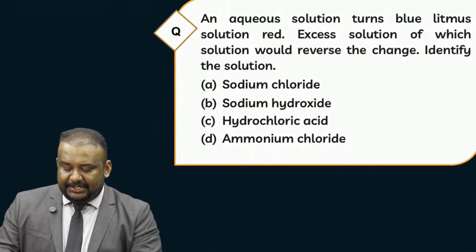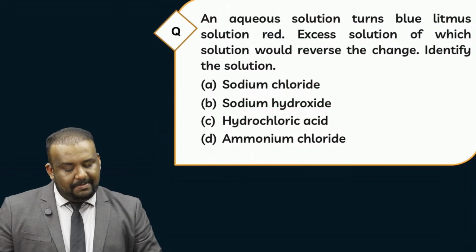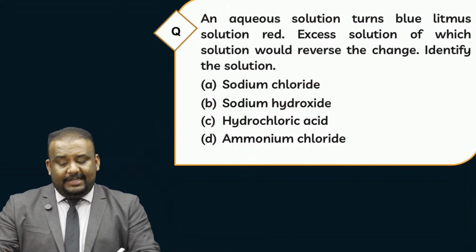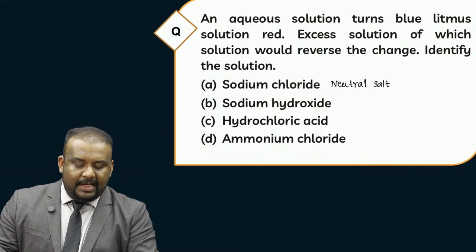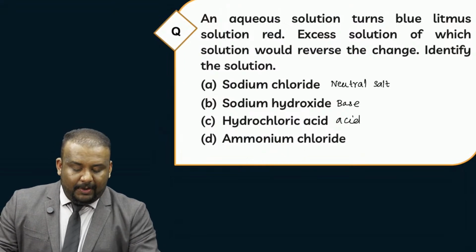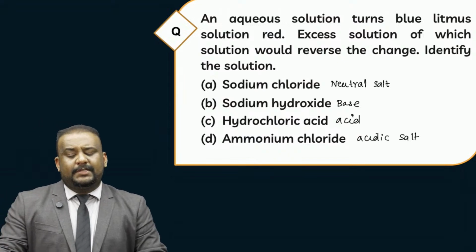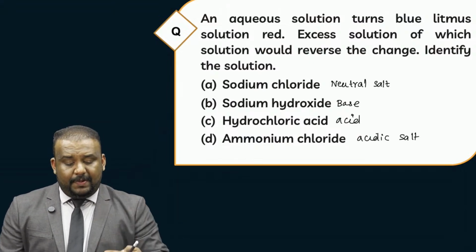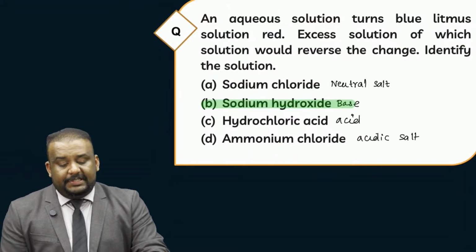Sodium chloride. What is its nature? Sodium chloride is a neutral salt, right? Then we have sodium hydroxide, that is a base. Hydrochloric acid, that's an acid. Ammonium chloride is an acidic salt. So I will just mention each of them here. This is a neutral salt, so adding that will not do anything. This is a strong base. Hydrochloric acid is an acid. And ammonium chloride is an acidic salt. So here, if you want to reverse the change, since the aqueous solution is acidic, you have to add a base into it. So the option will be sodium hydroxide, which is a base.